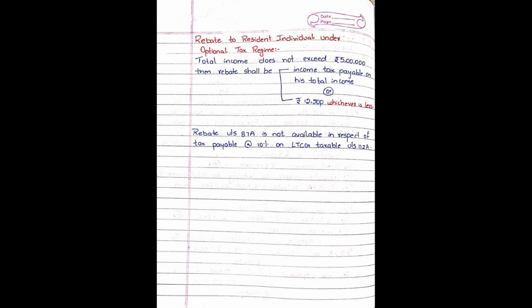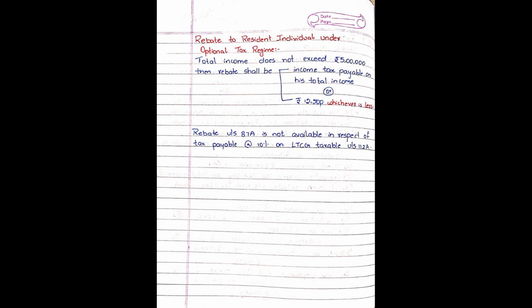The rebate amount will be the lower of income tax payable on his total income or rupees 12,500. Remember this point, guys: rebate under section 87A is not available in respect of tax payable at the rate of 10% on LTCG taxable under section 112A. And also, remember this point. Rebate can be claimed by normal resident individuals and senior citizen individuals.